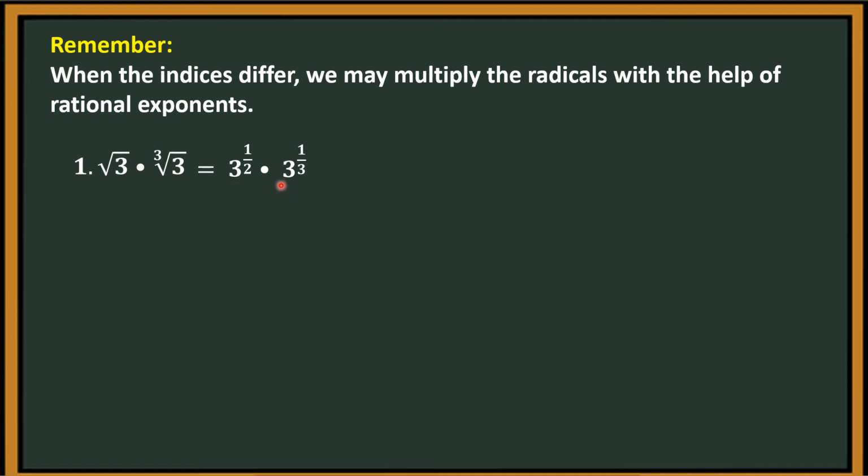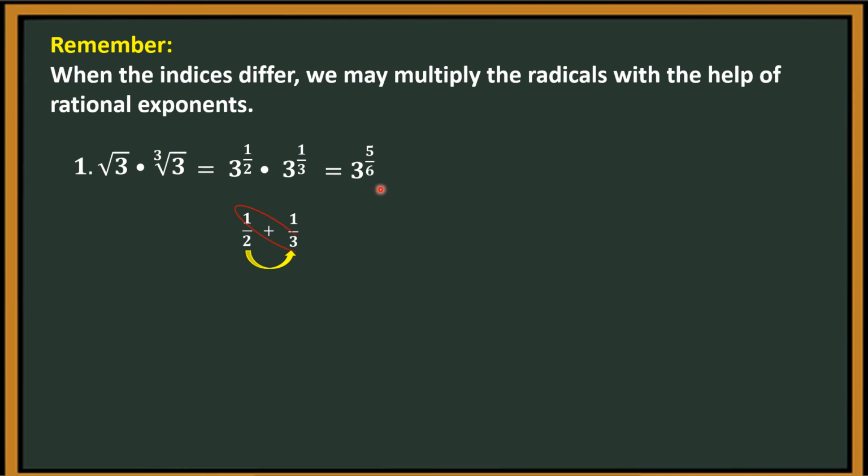So, kung pareho na silang base, we're going to add the exponents. So, you just copy the common base or same base. So, that is 3 raised to 5 over 6. So, paano siya naging 5 over 6? Yung 1 half plus yung 1/3. So, we're going to use butterfly method to simplify the given fraction. We're going to multiply yung denominators. That is why we have here 6.